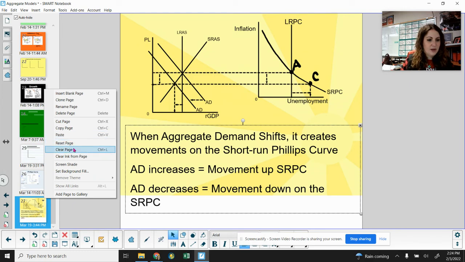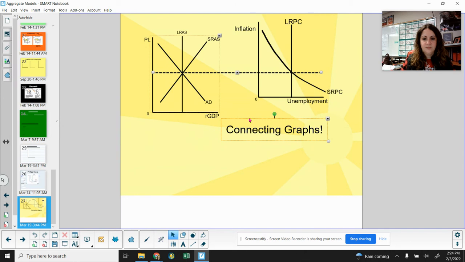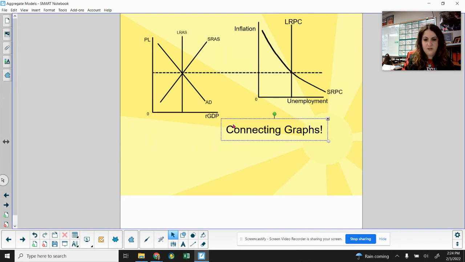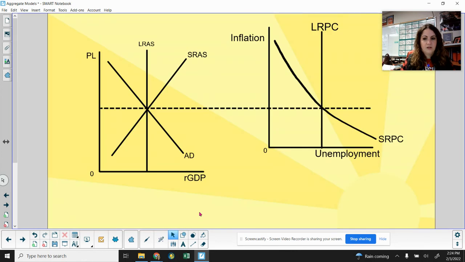Let me reset the page. Reset it. Get rid of this. Okay, I'm going to zoom in a little bit more. Okay, so let's talk about how short run aggregate supply affects the Phillips curve.